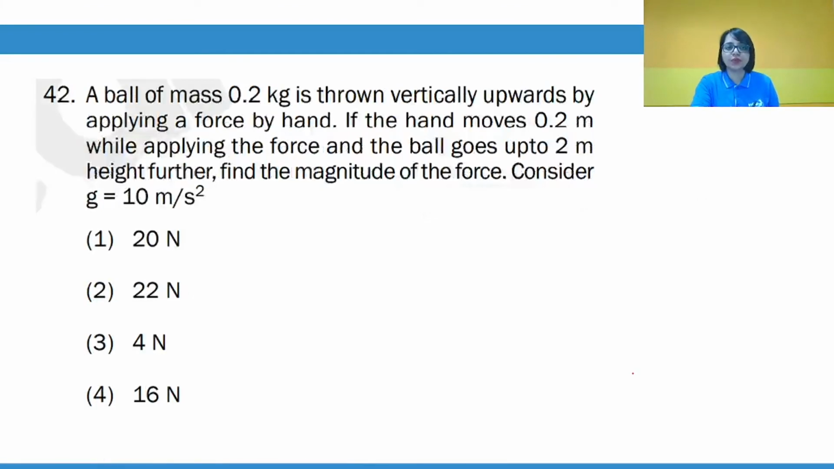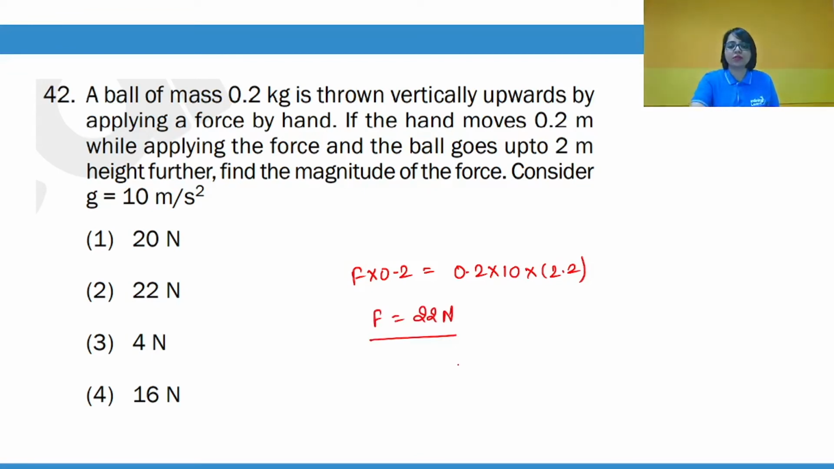Question number 42. A ball of mass 0.2 kg is thrown vertically upwards by applying a force by hand. If the hand moves 0.2 meter while applying the force and the ball goes up to 2 meter height further, then the magnitude of the force is. So basically work done by this force is converted into the potential energy of the ball at the highest point. So work done by this force is F into 0.2 and that is equal to mgh. So it is 0.2 into 10 into h, which will be 2.2. So force will be 22 Newton, which is option 2.